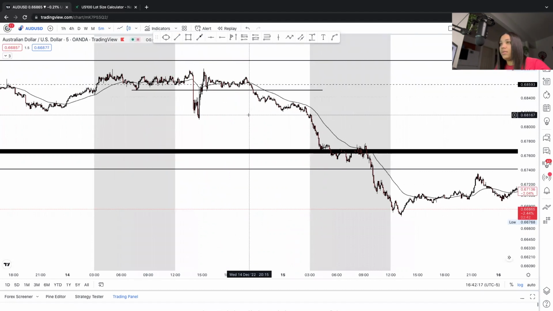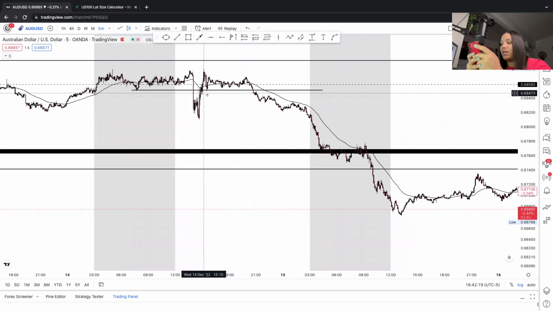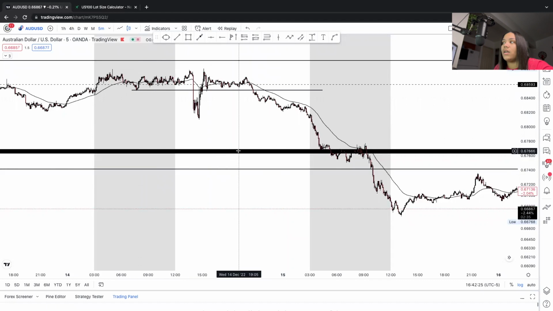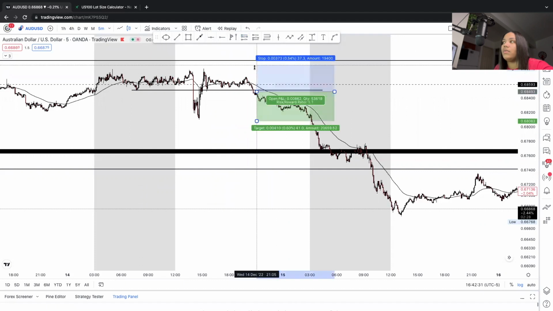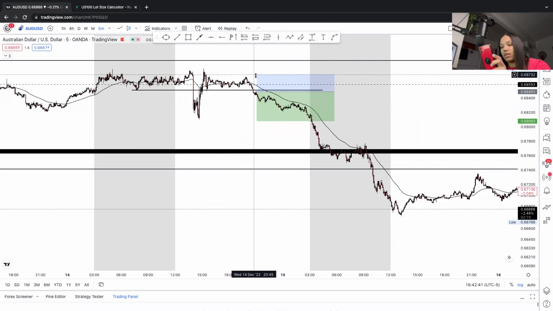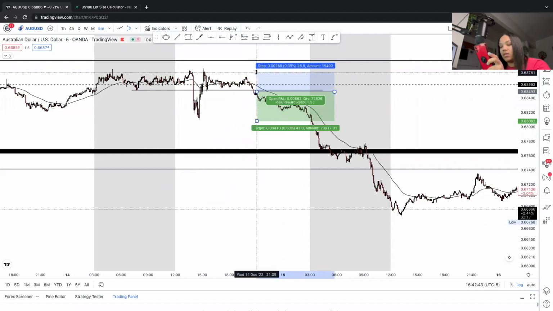But I waited for price to break this low. Once it broke this low, I was already set in my head that price was going to continue to go down to this zone. So once it broke that low, that's when I got in, and I put my stop literally right above this high. Let me be correct, see where I put my stop at. So my stop was at 68885.